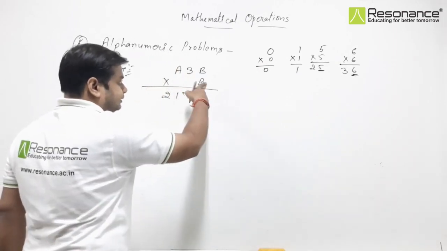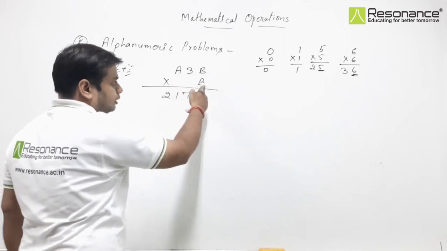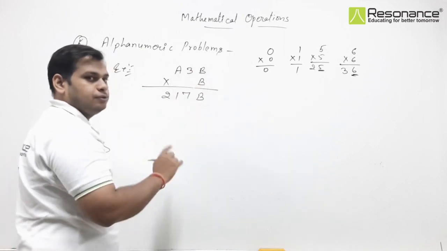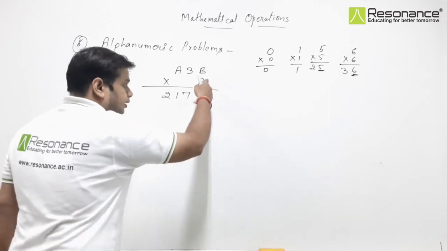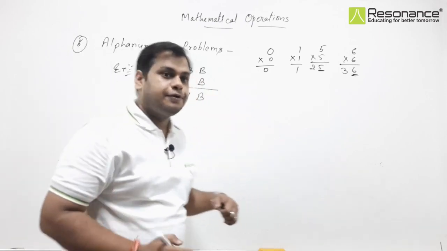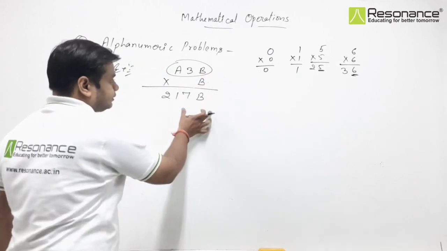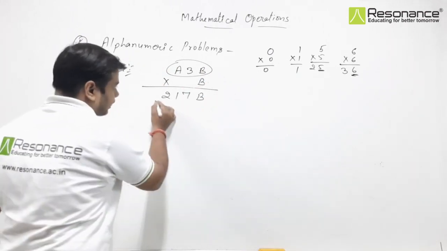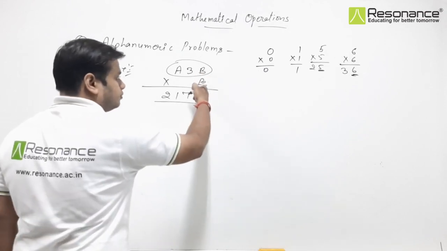We cannot apply 0, because if we apply 0, then this whole number when multiplied by 0 will give us 0, but we don't have 0 as the solution. We cannot apply 1 also. Why? If we apply 1, then a 3-digit number when multiplied by 1 will give us a 3-digit number, but we have a 4-digit number. So we cannot apply 1 either.